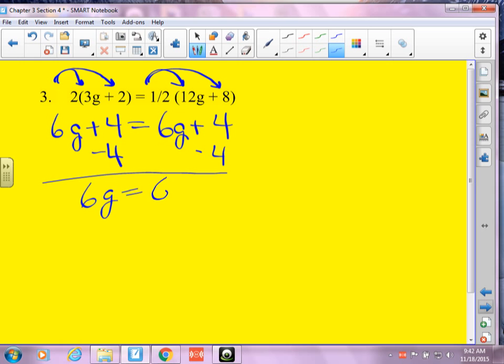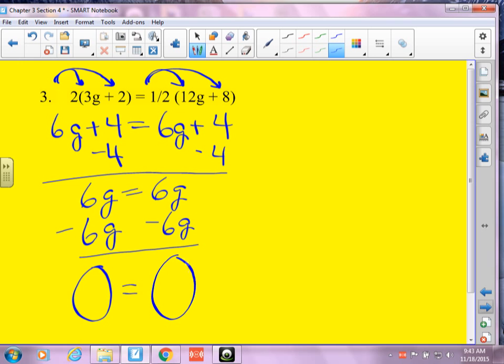6g equals 6g. Now what? Yes, divide 6. Okay, I can divide, but I can take away. Watch what happens. I can go minus 6g, because I don't have all my g's to one side. So I technically shouldn't divide until all my g's are to one side. What do I get on the left-hand side? 0. What do I get on the right-hand side? 0.